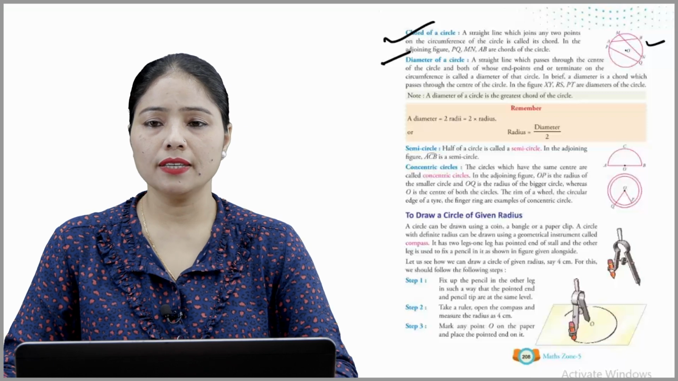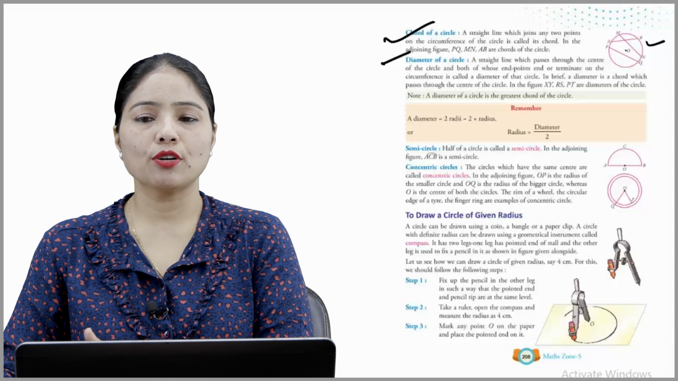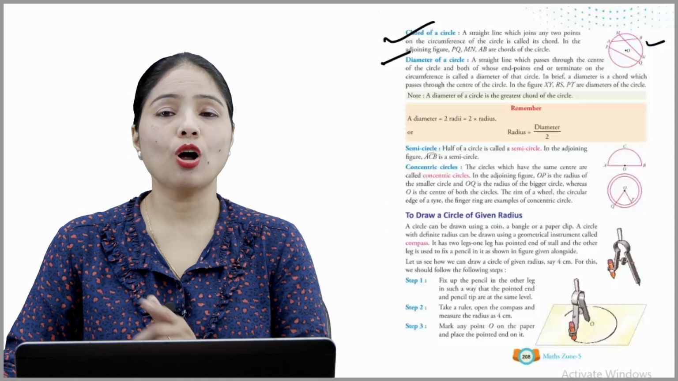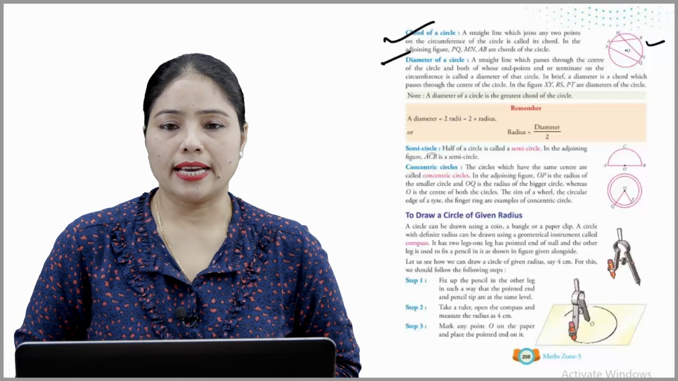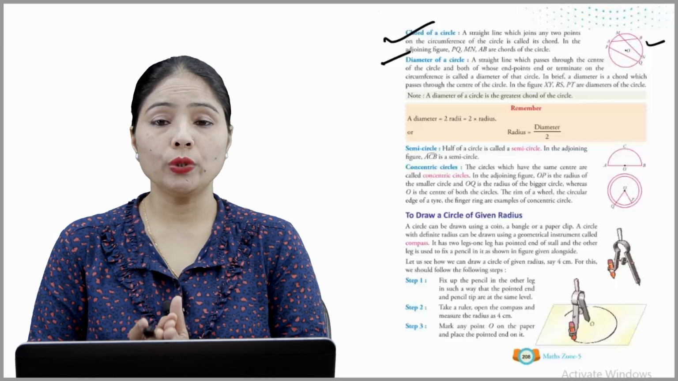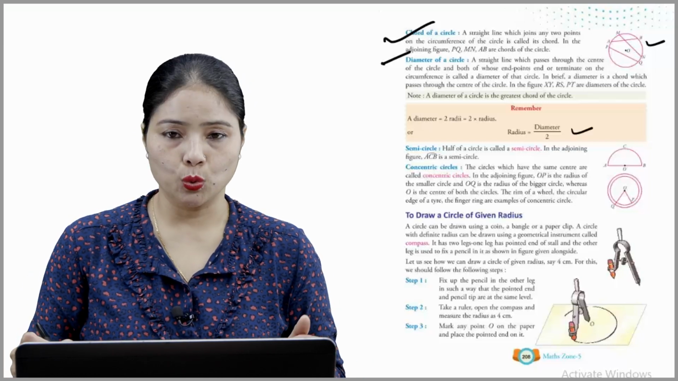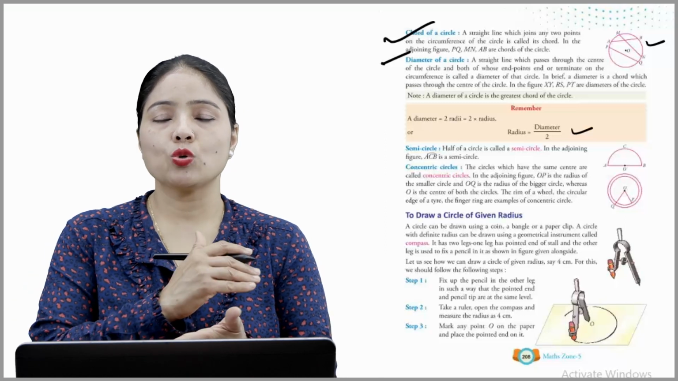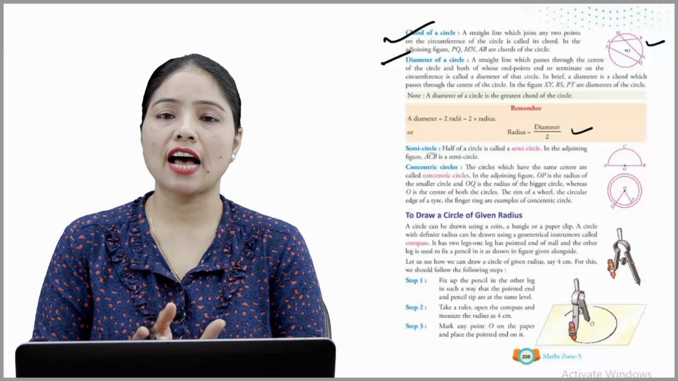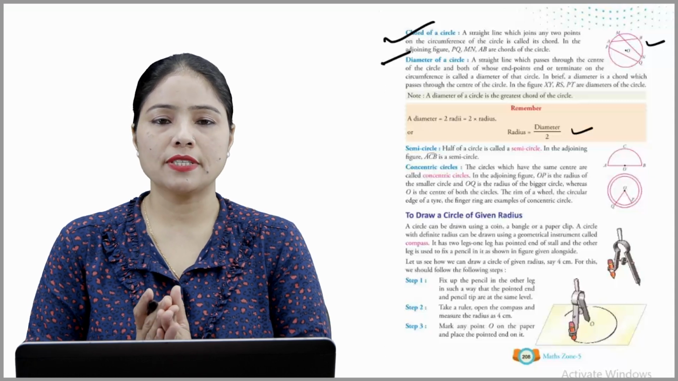Okay beta, in the figure XY, RS, PT are diameters of the circle. Note, a diameter of a circle is the greatest chord of the circle. Just remember that. Now remember, a diameter is 2 radii, equal to 2 into radius. So radius हमारा क्या होता है? Diameter divided by 2. क्योंकि जो हमारा सर्कल होता है उसकी एक longest जो हमारी लाइन होती है वो डायमीटर होता है, उसका जस्ट हाफ हमारा क्या होता है? रेडियस होता है. Okay, now just learn about semicircle.